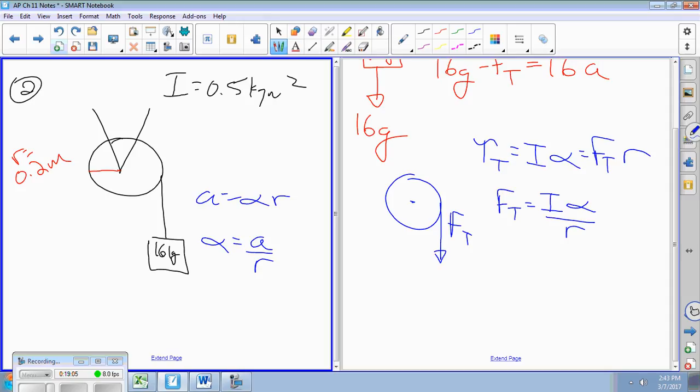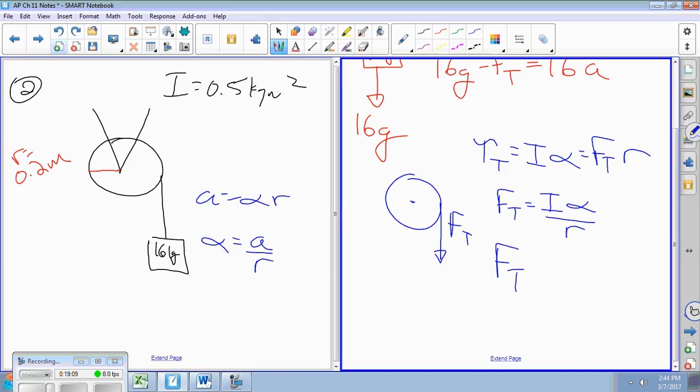Yes. Totally. 100%. Thank you. That was what I was looking for. So the tension is I, and then my alpha becomes A over R, and then over R, you're right. You get A over R squared. Thank you, I was worried. I was thinking the R's canceled. All right. Everybody good?